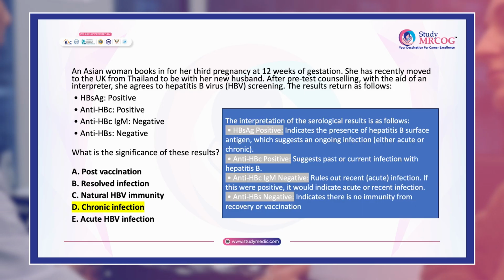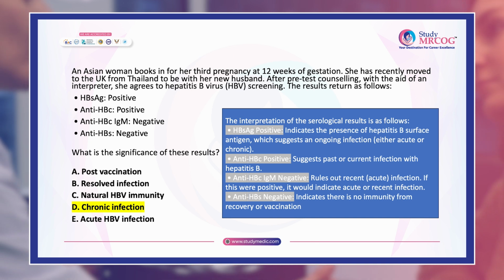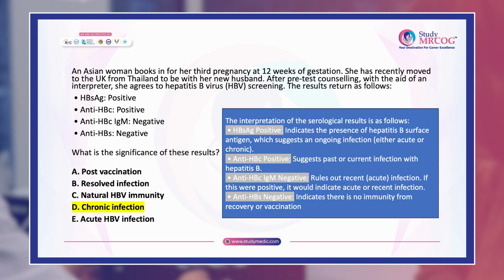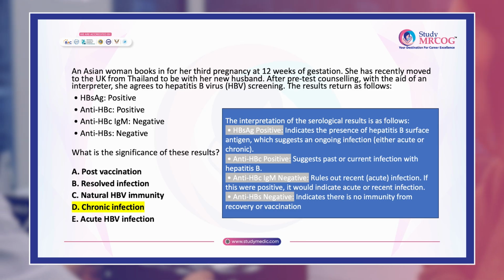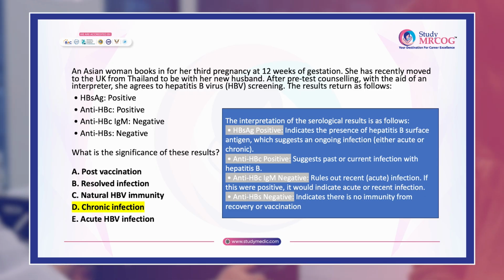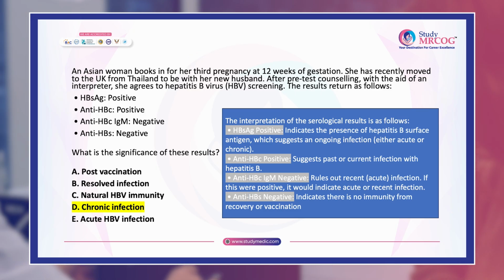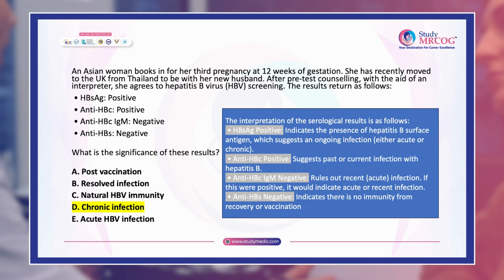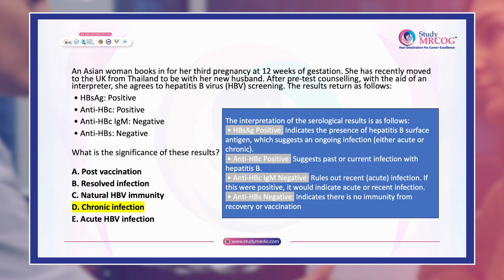So the interpretation of the serological result: the hepatitis B surface antigen positive means that there is presence of the surface antigen. So that means there is some ongoing infection, whether it's acute or chronic. Now we have the core antibody which is positive, which suggests that there was some past or current infection with hepatitis B. The core antibody IgM type is negative. So this rules out a recent or an acute infection, and if this was positive, then it would have been a recent infection, but this is negative here. Then we have the hepatitis B surface antibody, and that is also negative. So this indicates that there is no immunity from recovery or vaccination. So this result is typical for a chronic infection.